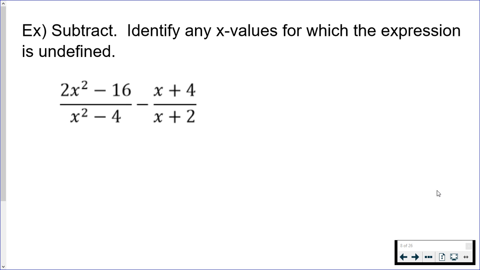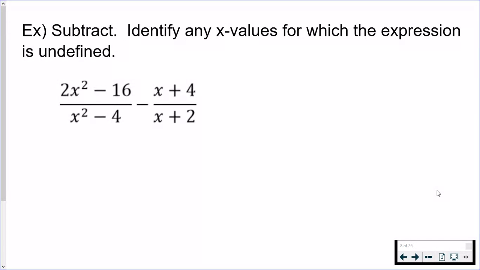I'm going to subtract these two rational expressions. And in order to subtract fractions in general, you need to make sure you have a common denominator. Clearly, these denominators are not the same. So what I'm going to have to do is find one.